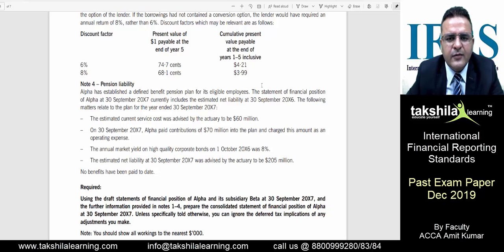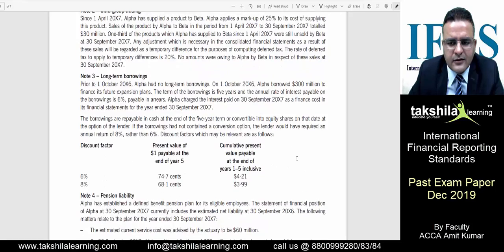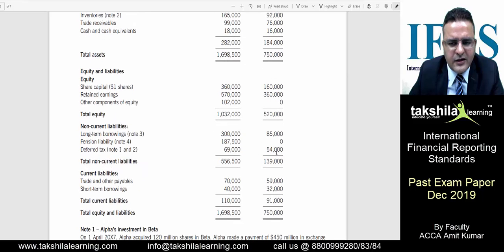Alpha has established a defined benefit pension plan for its eligible employees. The statement of financial position of Alpha at 30th September 20x7 currently includes the estimated net liability of 30th September 20x6. So it means to say that the closing balance given on 30th September 20x7 is equal to the opening pension liability, which was at the beginning of the year. So we can say that the balance of pension liability included as part of the balance sheet is 187,500. Now this is the trick played in the question. So we need to read every line very carefully.